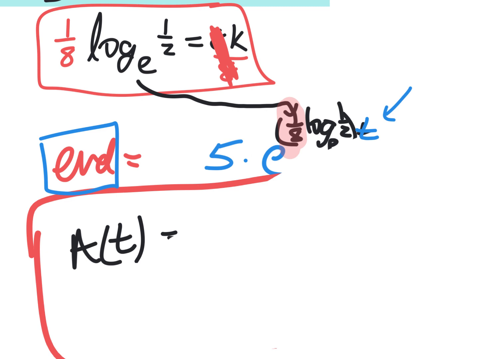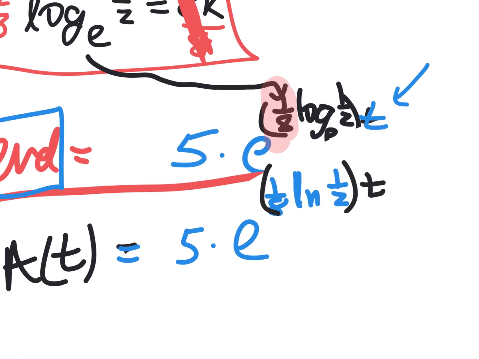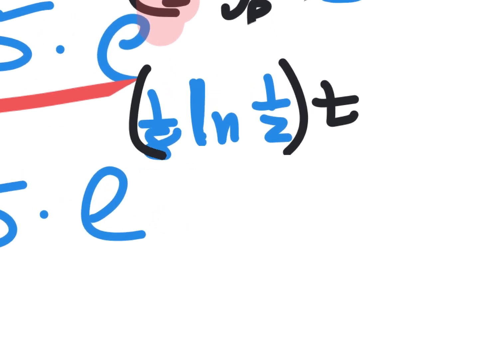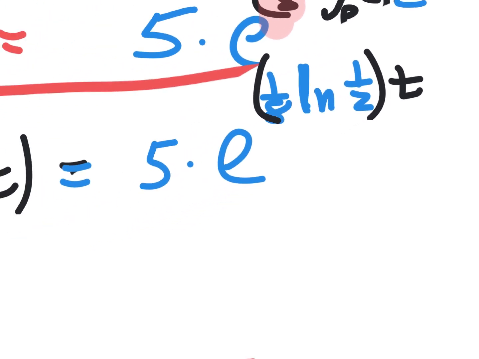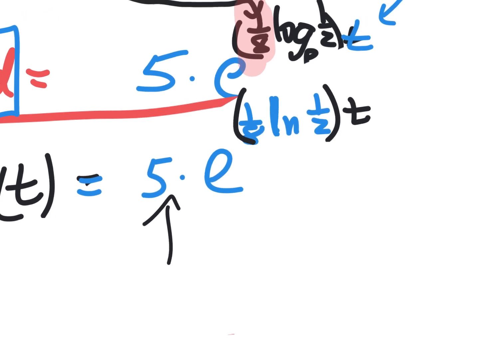If I wanted to, I could call it A of t equals 5 times e to the power of 1/8 ln 1/2, all of that times t. But really, was it that bad? Didn't you just have to put the 5 here because it was the start value, and you just had to figure out k? That's all it was. On the test, we just leave it like that, because we don't calculate.